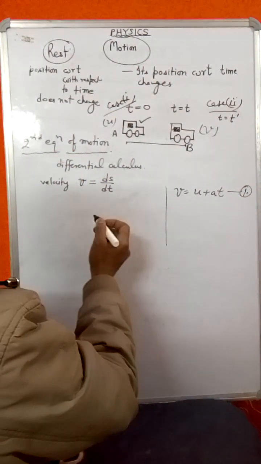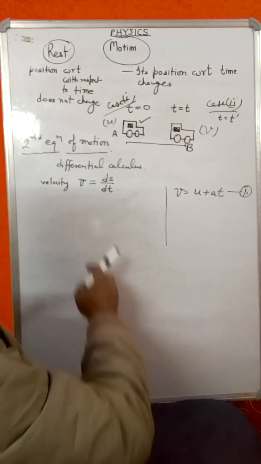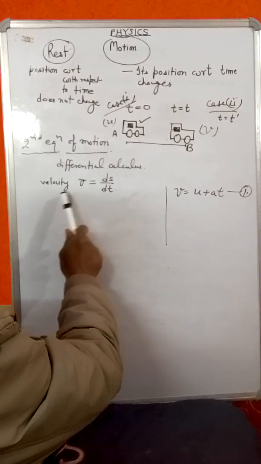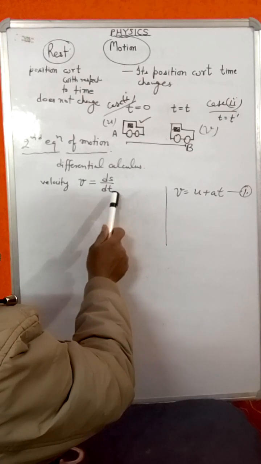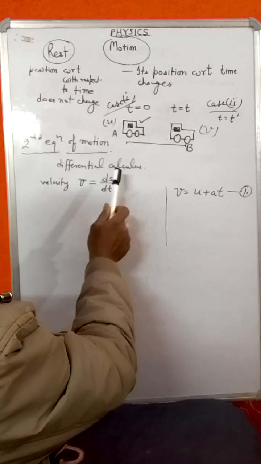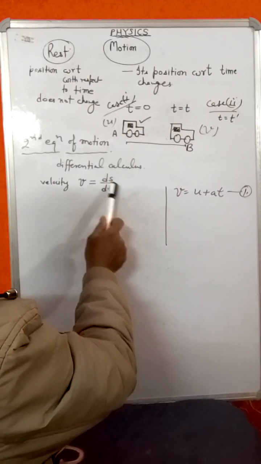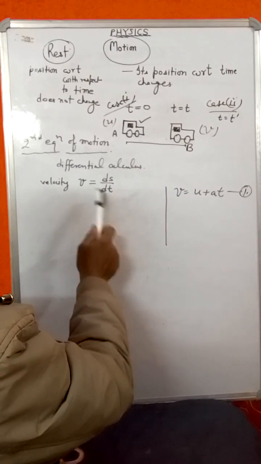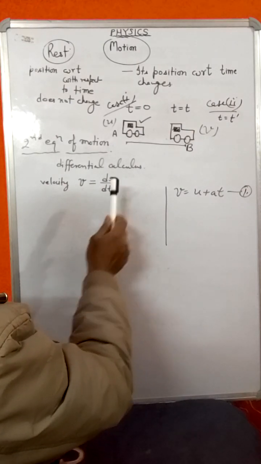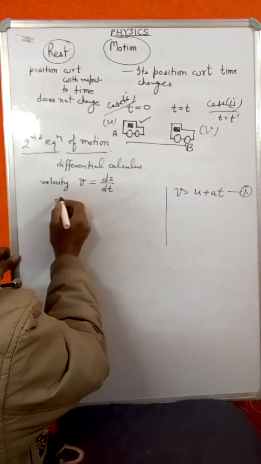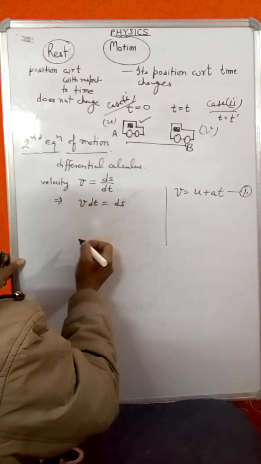Now the second equation of motion can be derived with the help of differential calculus, right? As we know, velocity v is defined as ds by dt. Now, ds by dt is basically the ratio of differential displacement over differential time, as the time interval is very short and the displacement is also very short. From this equation, what we can write is v dt is equal to ds.